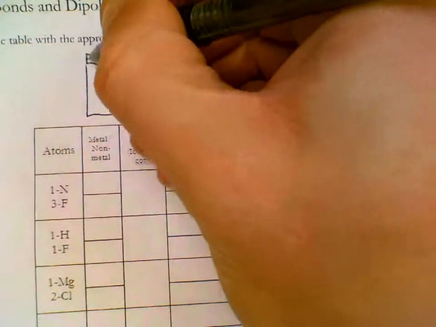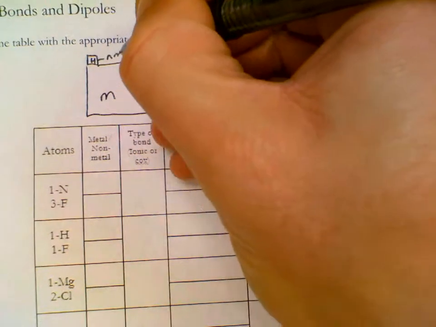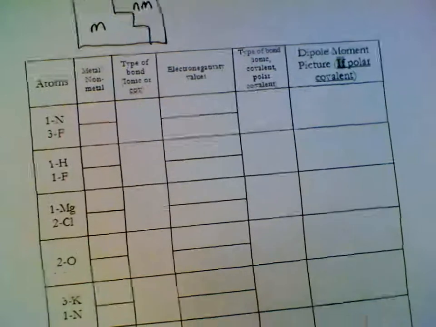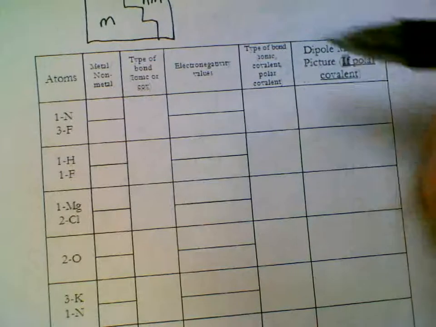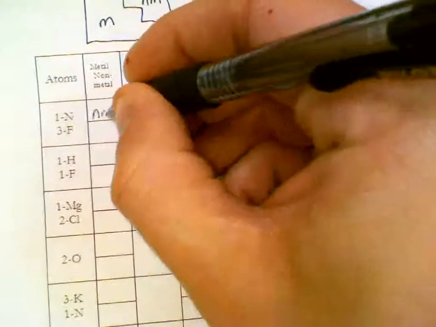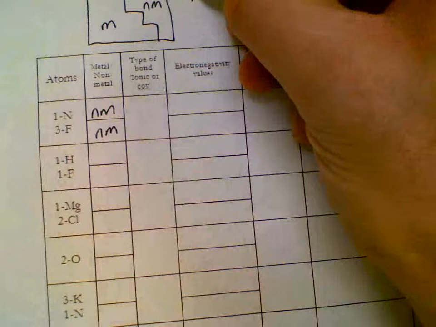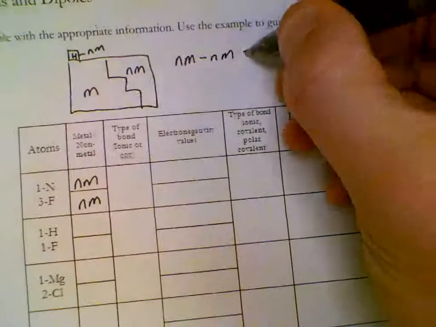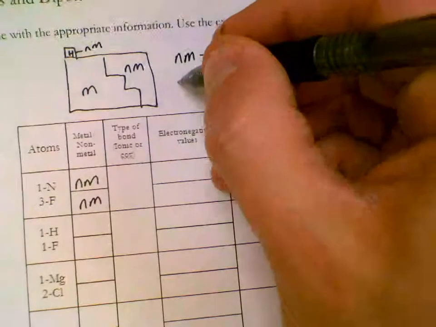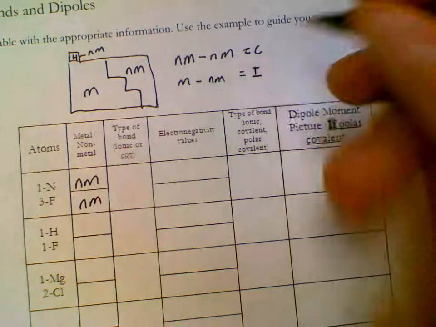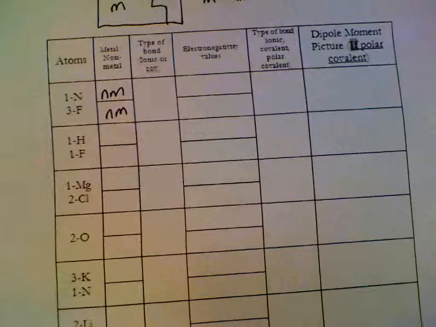And remember also that hydrogen is actually a non-metal, even though it's hanging out with the rest of the metals on the periodic table. So to solve the first column of this sheet, look at the atom, decide where it lives. Nitrogen lives on the non-metal side, NM. Fluorine is also a non-metal. Non-metal to non-metal equals covalent, which means metal to non-metal equals ionic. So for the first problem, a non-metal to non-metal is covalent.